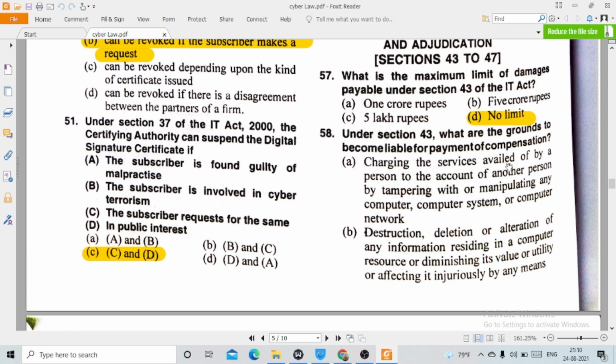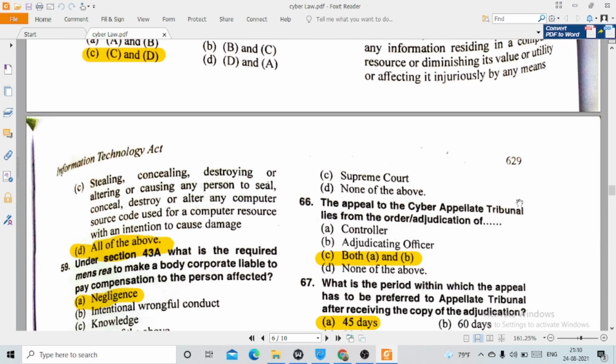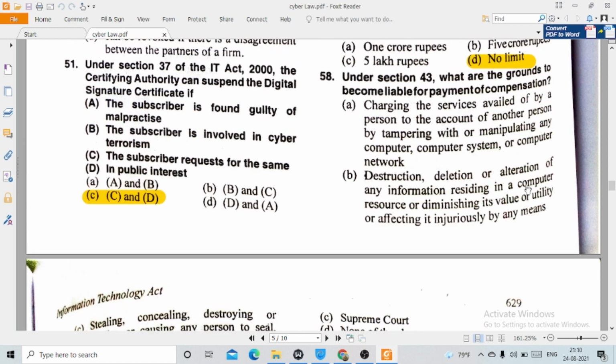So compensation is paid under section 43 of the IT Act. It is for all of the above, and generally compensation is paid for the harm which is caused to the computer resource. Charging the services availed of by a person to the account of another person by tampering with or manipulating any computer system or computer network, destruction, deletion or alteration of any information residing in a computer resource or diminishing its value or utility or affecting it injuriously by any means.